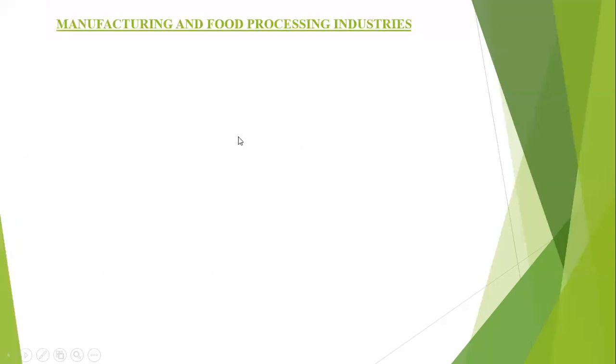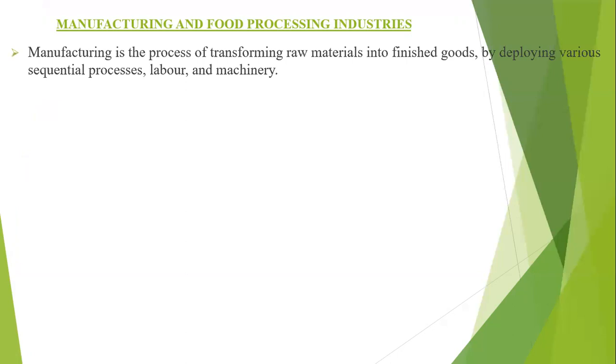Now, manufacturing and food processing industries. What are they? Now, I want you to understand the meaning of manufacturing itself. Manufacturing is the process of transforming raw materials into finished goods by deploying various sequential processes, labor, and machinery. So you're getting a raw material from its natural state, and process it or transform it into a finished good that is usable. That is manufacturing.